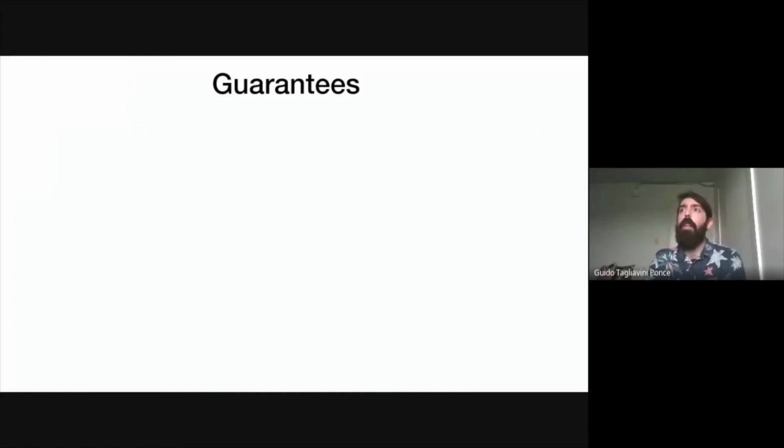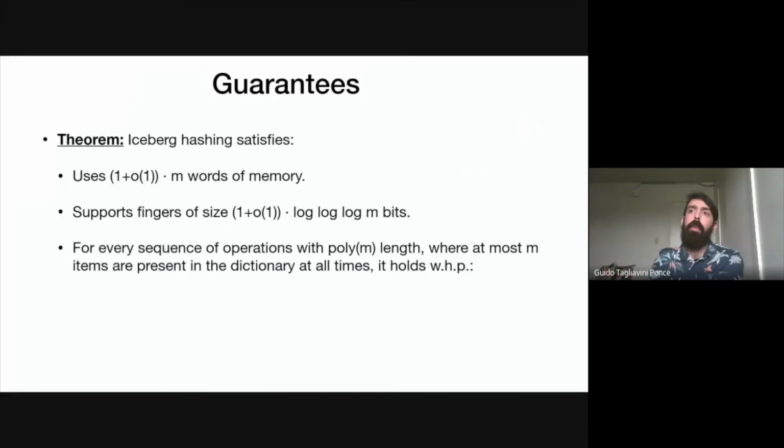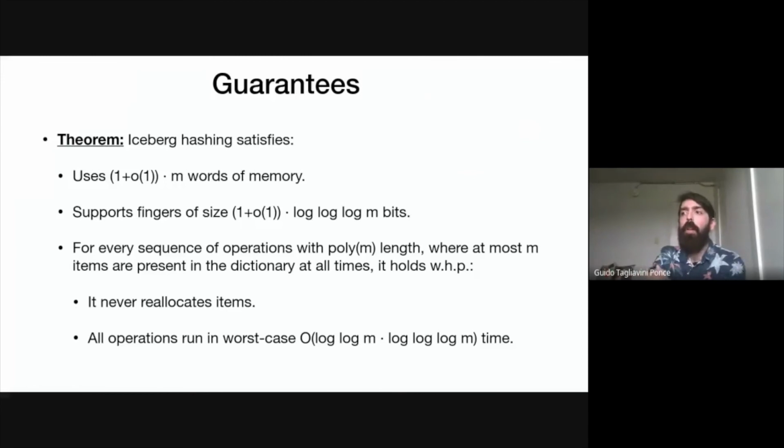So to summarize all the guarantees, we get that Iceberg hashing uses 1 plus little o of 1 times m words of memory. It supports fingers of size 1 plus little o of 1 times log m bits for every sequence of operations with polynomial length where at most m items are present in the dictionary at all times. It holds with high probability that it never reallocates items, and all operations run in worst case log m time. And so here to get this high probability claim, we're just union bounding over the theorem we proved for Iceberg 2.